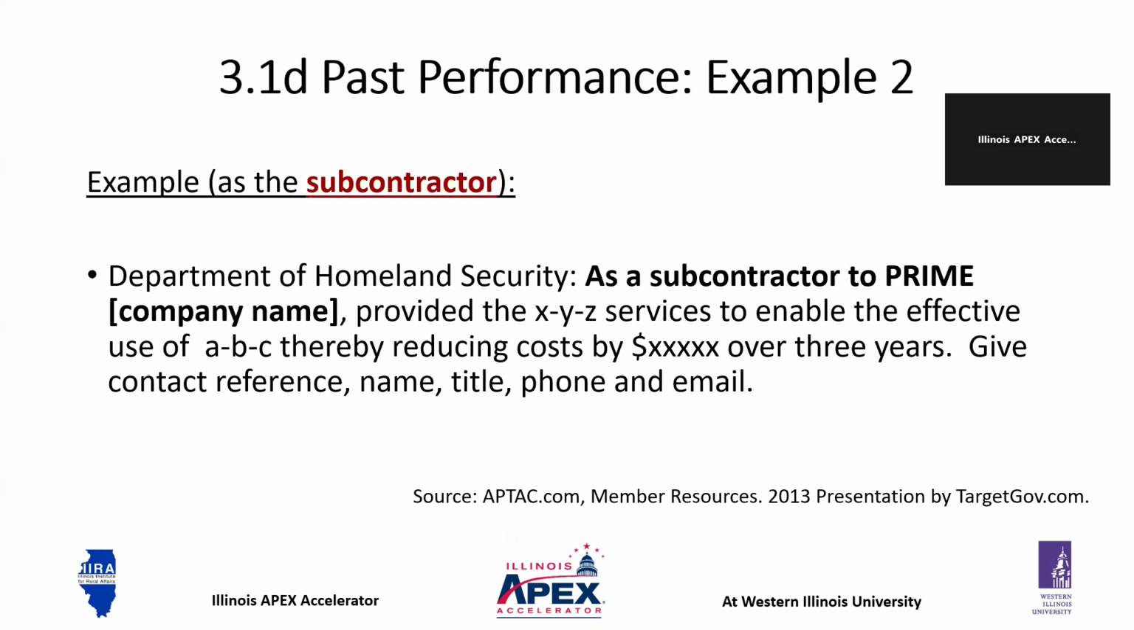Here is past performance example number 2. This is as a subcontractor. So here with this example, you list the agency, Department of Homeland Security, as a subcontractor to that prime. You would list that prime contractor's name, that you provided those services, the scope of that project, dollar amount over a time span.